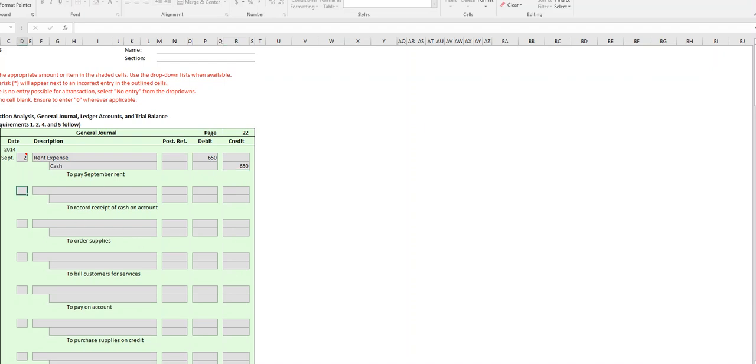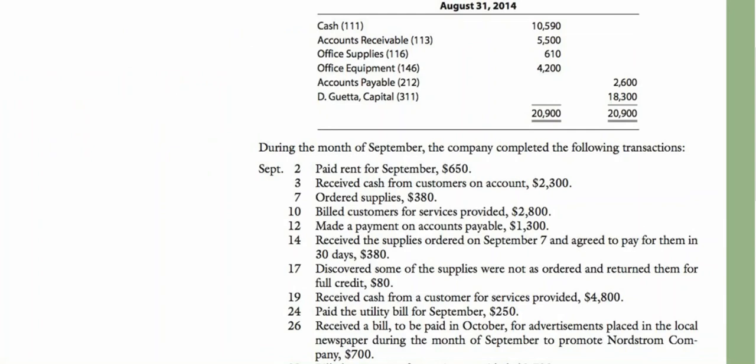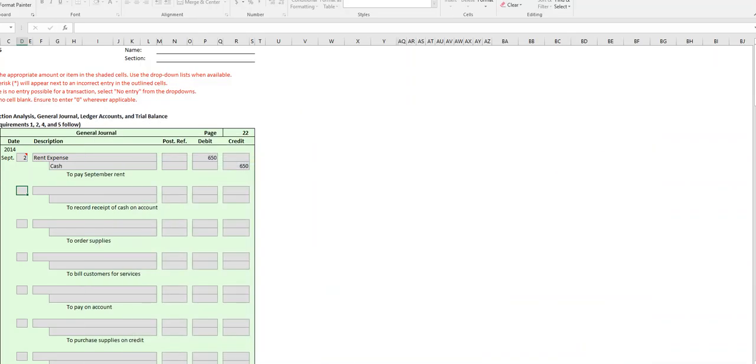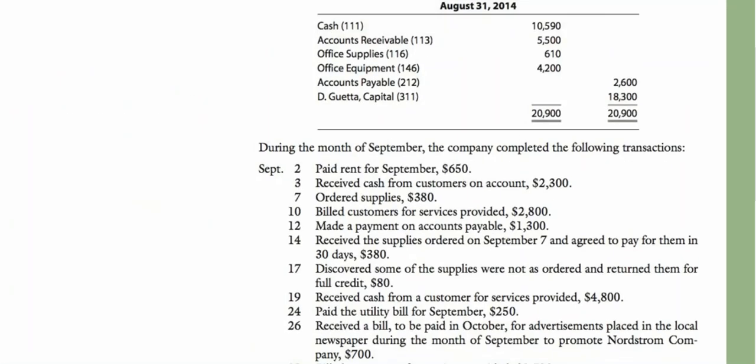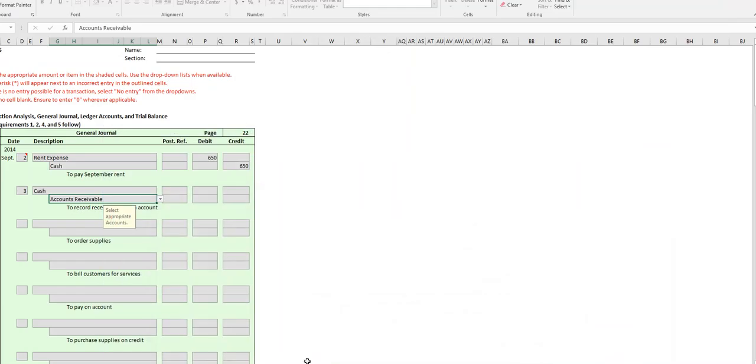So then we go to the next one. That's number 3, receive cash from customers on account. So that would be 3. And so received cash from customers on account, that's accounts receivable because they're paying us. And the amount of that was $2,300.